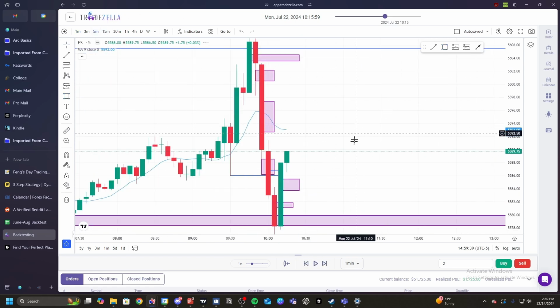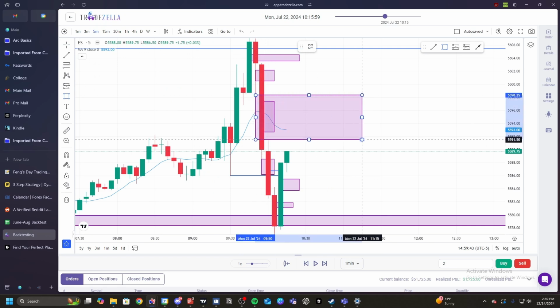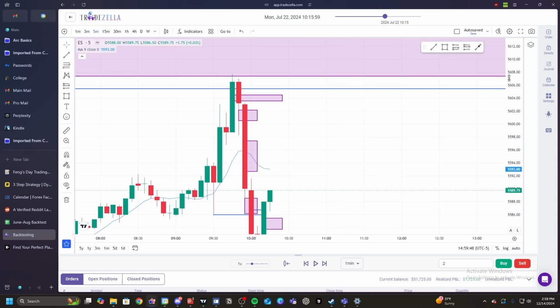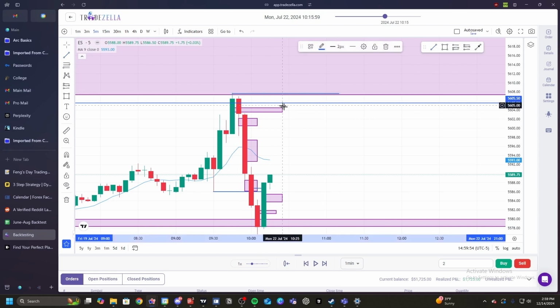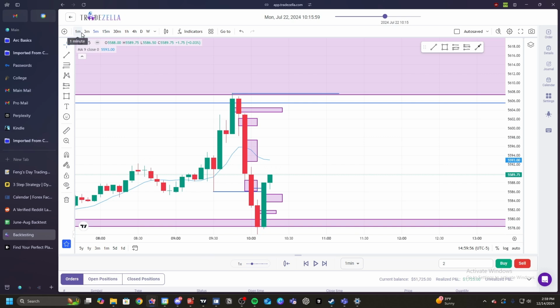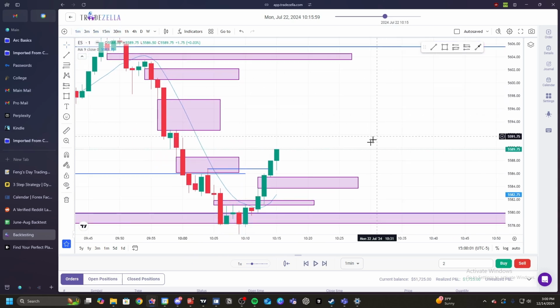Wait, first we need to figure out where we target. So we could target this bearish FVG. But considering that we tapped into that 1 hour bullish FVG, I'm actually thinking we could probably go for the high up here. It's a little ambitious, but I think because we have that higher time frame FVG, we would probably get a reversal.